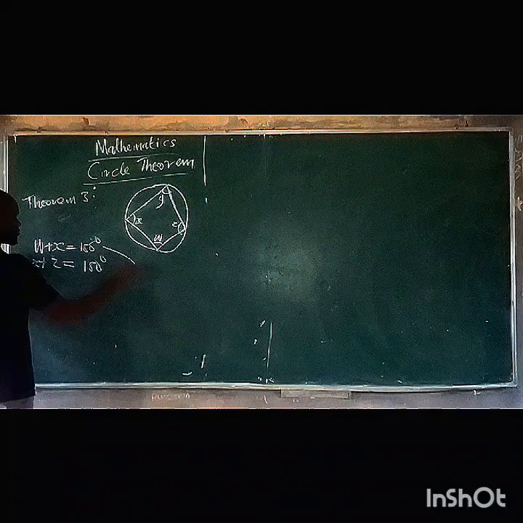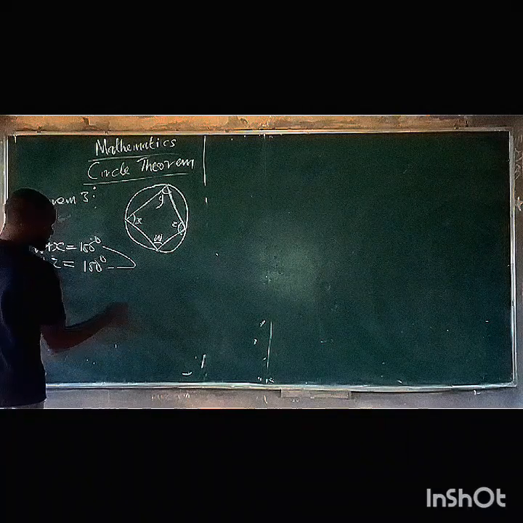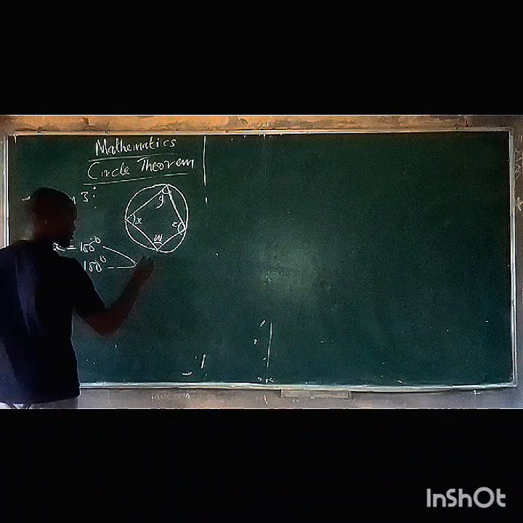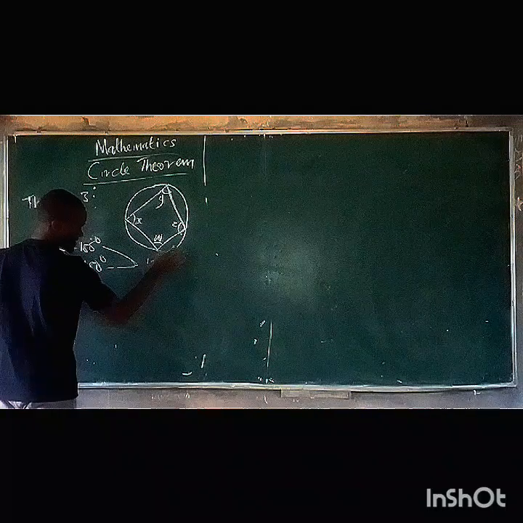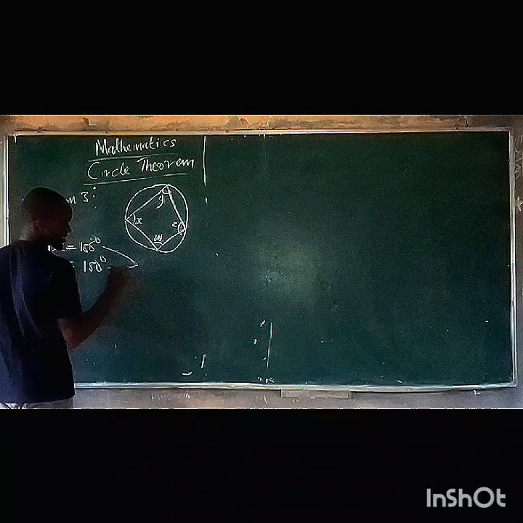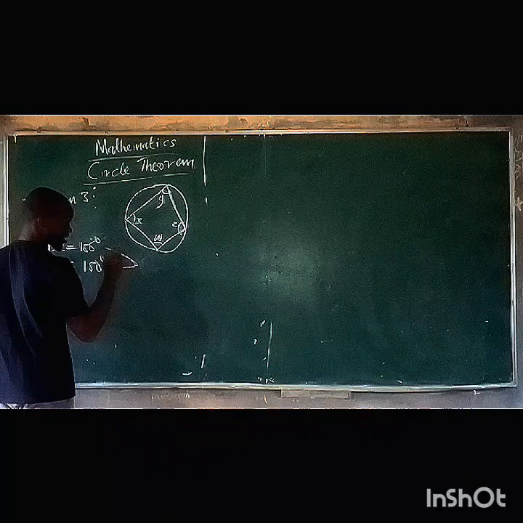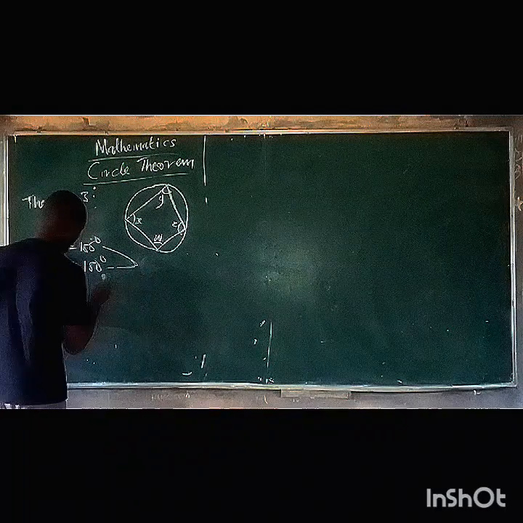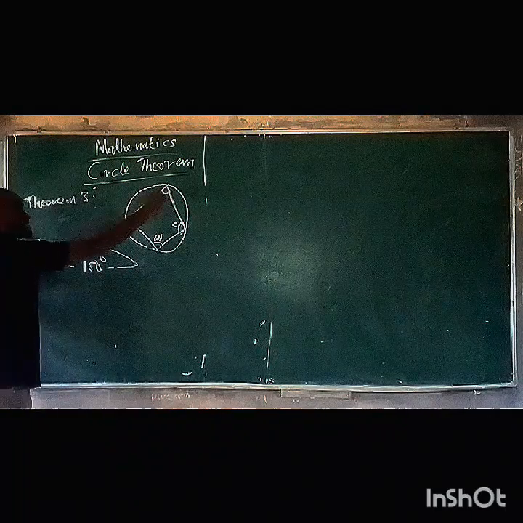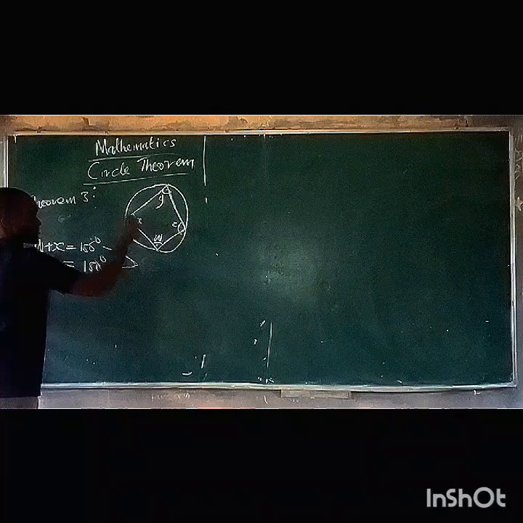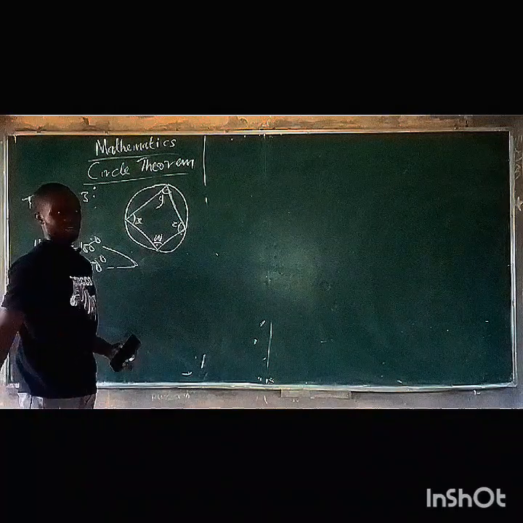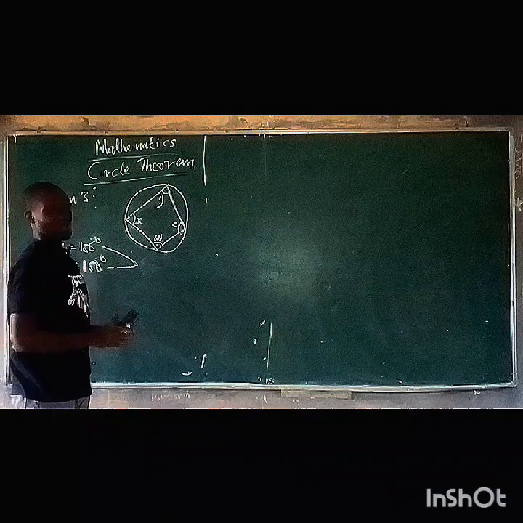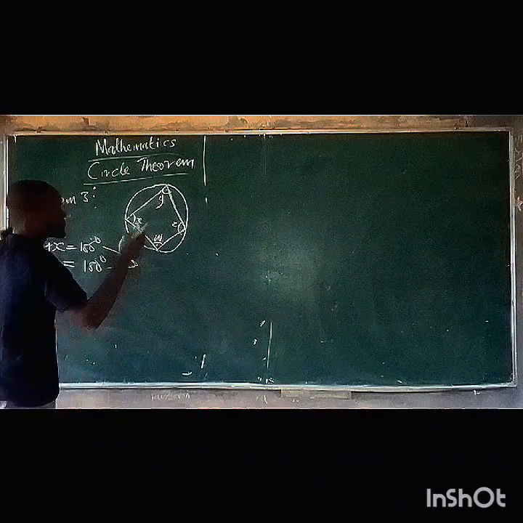Now, we said supplementary. Abi, what is the value of a supplementary angle? It is 180 degrees. So they said that the opposite angles of the cyclic quadrilateral are supplementary. That means if you add the opposite angles of the cyclic quadrilateral, no matter their value, you always get 180 degrees. It's even making sense.